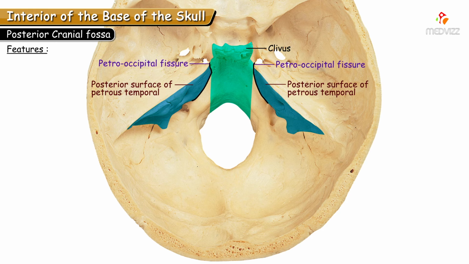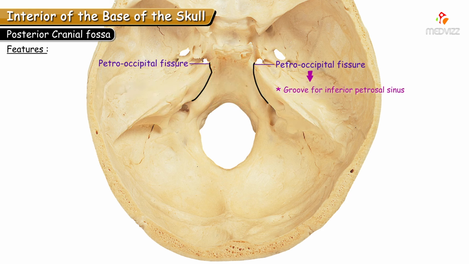And the junction between the clivus and, laterally, the petrous temporal is the petro-occipital fissure. This fissure is grooved by the inferior petrosal sinus, which is a dural venous sinus, and it is the first tributary of the internal jugular vein, where it passes through the jugular foramen. At the posterior lateral end of the petro-occipital fissure, this fissure widens to form a gap, which is the jugular foramen.